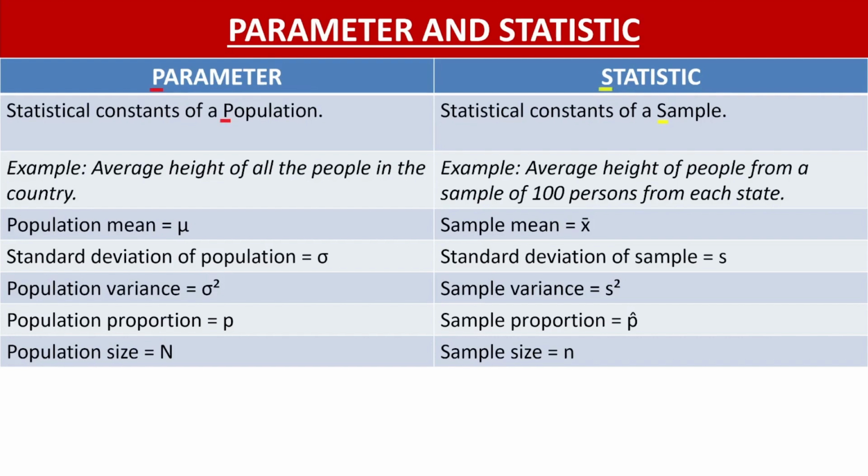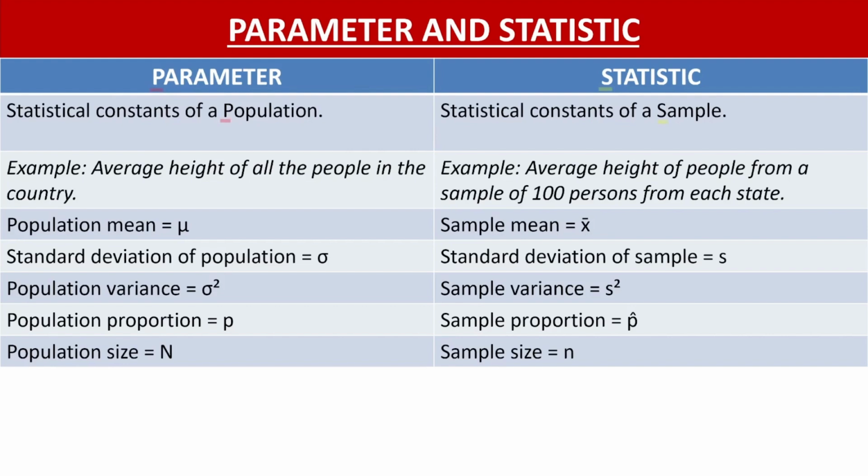Now let us take an example for both of them. Suppose you are calculating the average height of all the people in the country. So here you will realize that what you are dealing with is the population. So the statistical constant that you will get will be the parameter. Similarly, if you are calculating the average height of people from a sample of 100 persons from each state, you will realize that you are working with a sample. So whatever statistical constant that you will get will be a statistic.